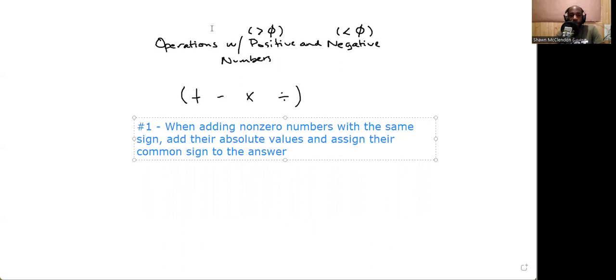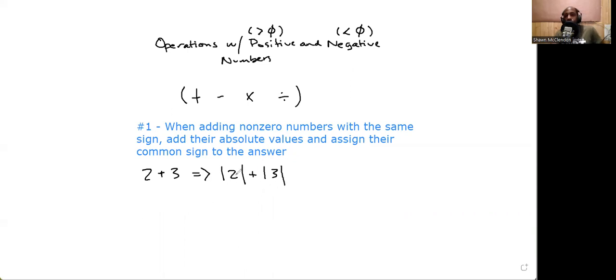So what is that saying? All right, so say that you want to add 2 plus 3. First of all, 2 is positive, 3 is positive. They have the same sign. All right, so what we're going to do is add their absolute values. So that means we're going to do this right here. We're going to add their absolute values.